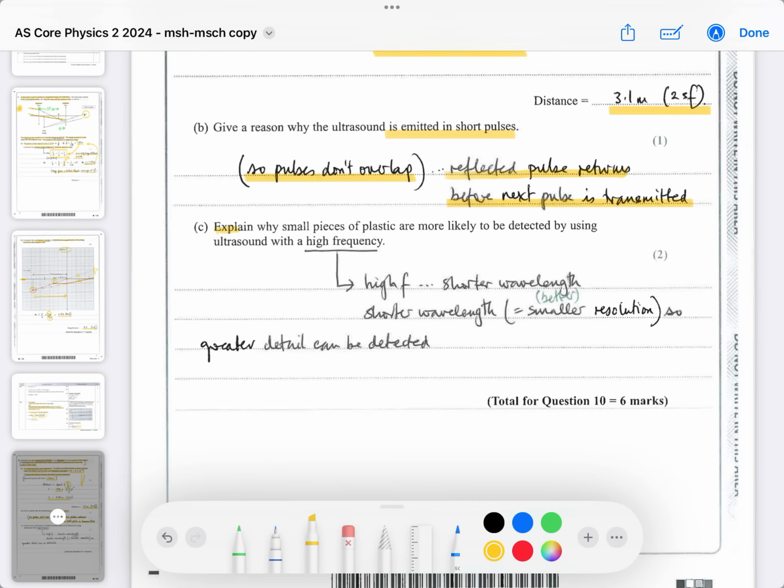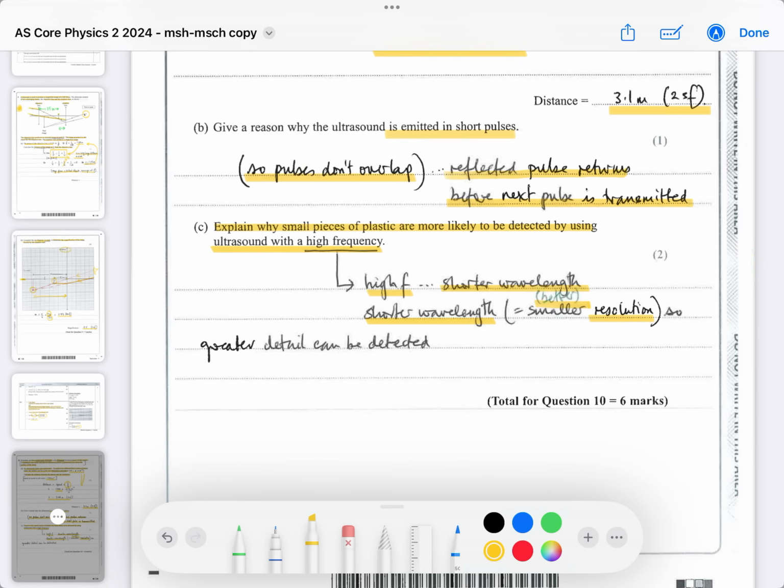Explain why small pieces of plastic are more likely to be detected if you're using high frequency ultrasound. This is about having more resolution, the ability to detect smaller objects. That requires a high frequency, because a high frequency means a shorter wavelength, and a shorter wavelength means a better resolution. Basically, the resolution is that it can detect smaller objects.